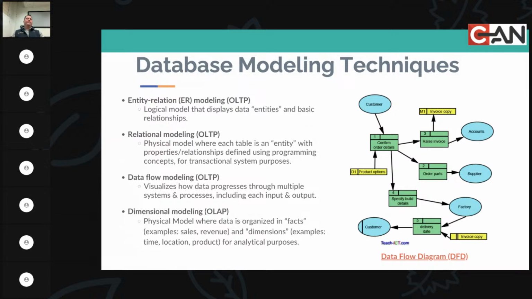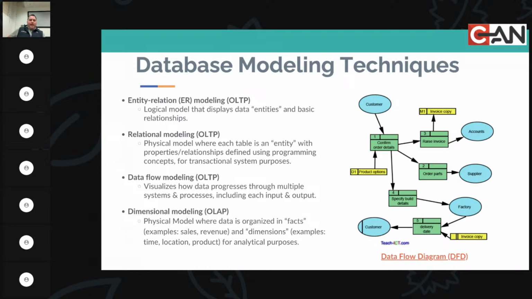So here are some database modeling techniques. You don't need to do them all this way, and you don't necessarily need to do all of them. I'll point out the ones I think are the most relevant. Entity relation modeling is a logical model that displays the entities and basic relationships, one to many, many to many. Maybe there are some rules where it must be one to this, to many of that.